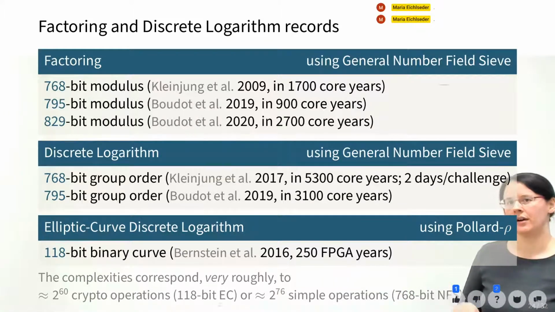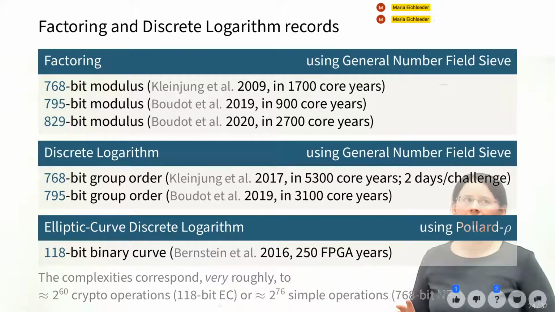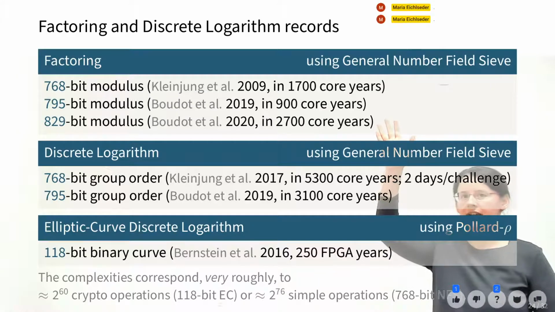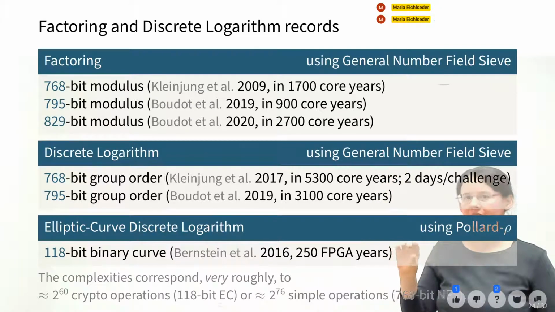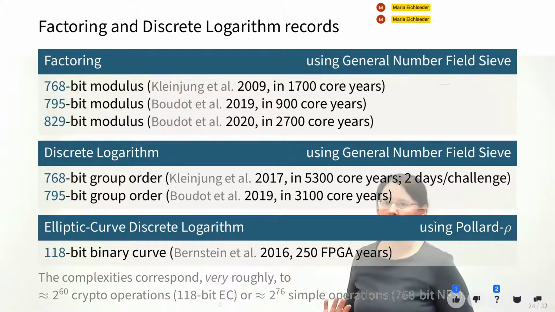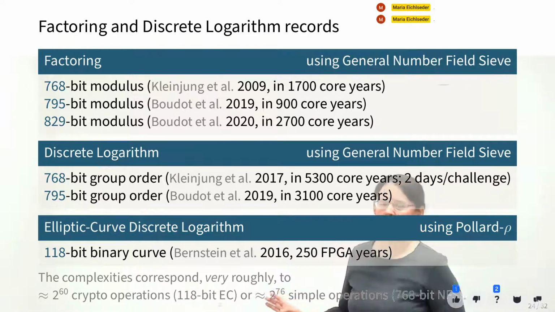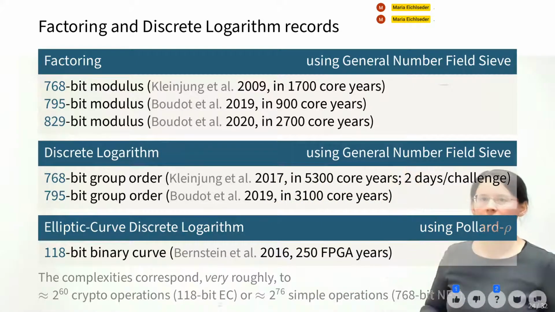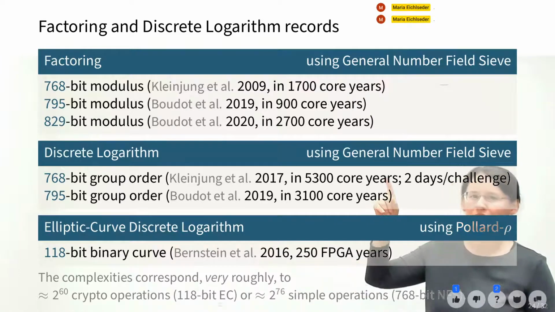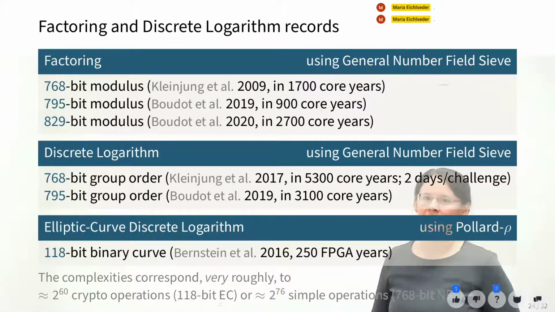If we want to compute the runtime that we saw here, the core years, into the metric we usually use to evaluate the cost of an algorithm, which is in this case arithmetic operations, and in this case crypto operations, then we would get approximately the following. So these 250 FPGA years are very, very roughly 2 to the 60 crypto operations, whereas these records here correspond to very roughly, at least the older ones do, I didn't recompute it for these here, very roughly 2 to the 76 simple operations.